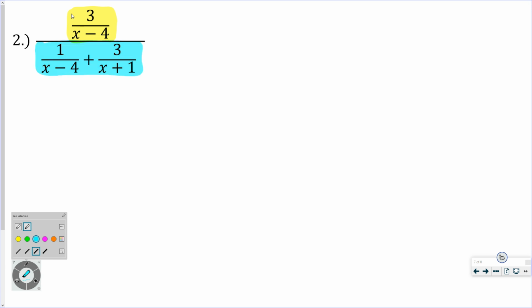You don't have to factor the top one, x minus 4. We will eventually when I do my keep, change, flip. But right now I first just have to write them as single fractions, and it's already a single fraction for me. x minus 4 doesn't factor. No, it doesn't. Also, don't be tempted to cancel these out. Don't do that.